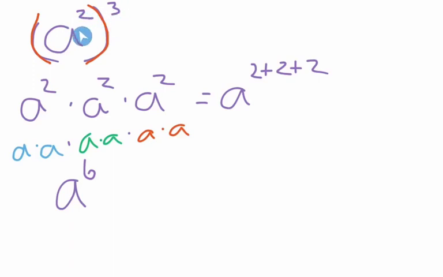What if we did 2 times 3? Would that get us to where we wanted to go faster? So maybe. Let's do another example and see how it plays out. So suppose we have a to the fourth raised to the second power.